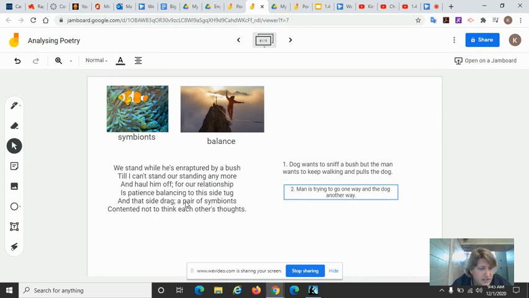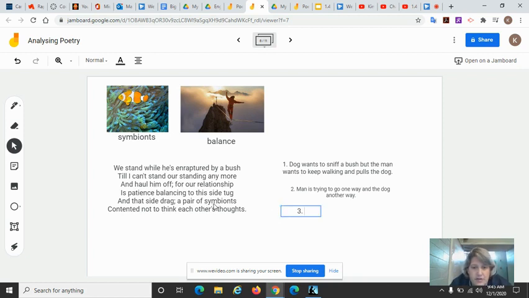Okay, and so then this last part. Let's get a text box right here. We're going to put 3. So we're going to read this last part. A pair of symbionts, contented not to think each other's thoughts.